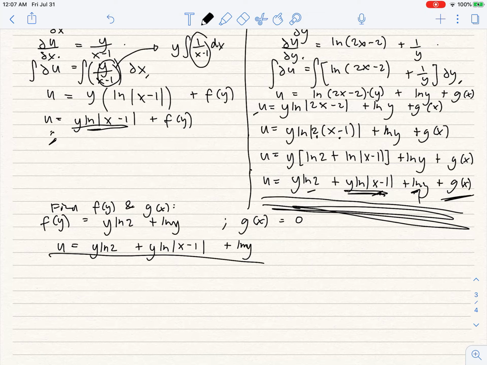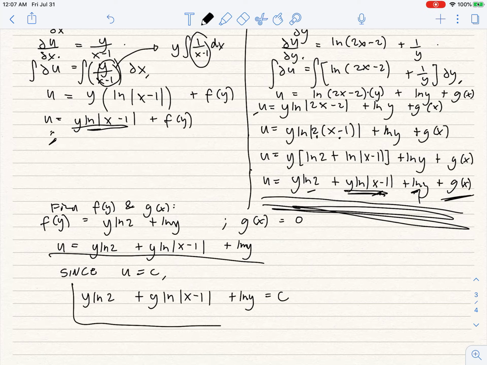Okay? So since u is equal to c, we just copy the value of u. So u is just y ln 2 plus y ln of x minus 1 plus ln y, then equate to c. Therefore, this is now the answer. Okay, so this is as far as our lecture on exact differential equations goes. The next topic is about non-exact differential equations. Okay?